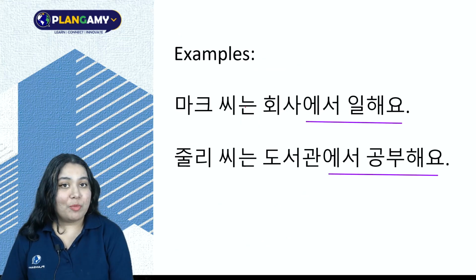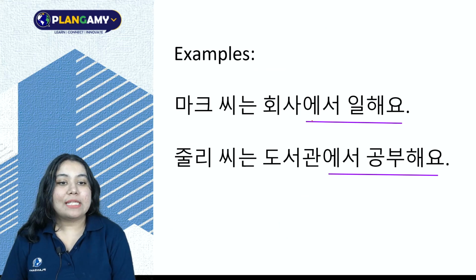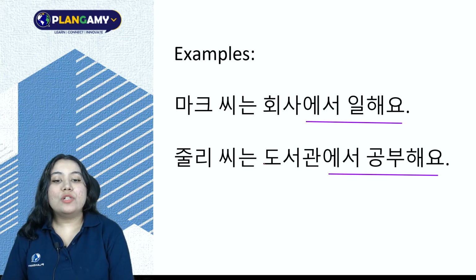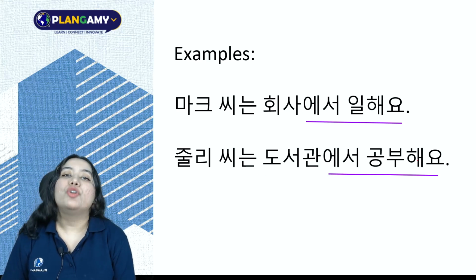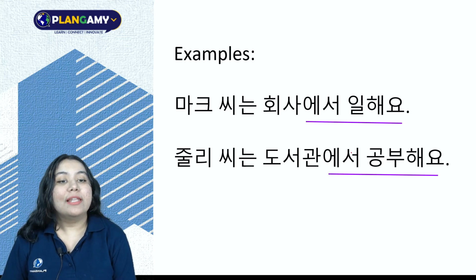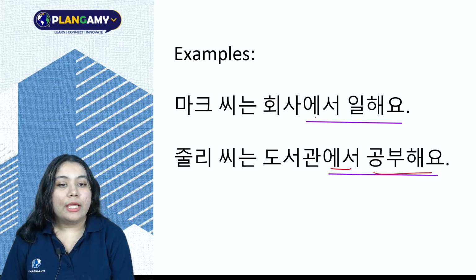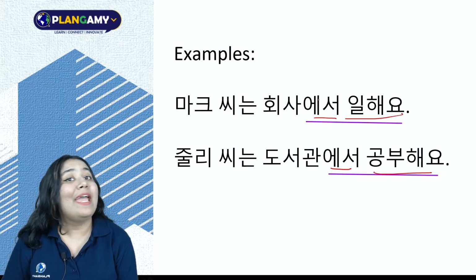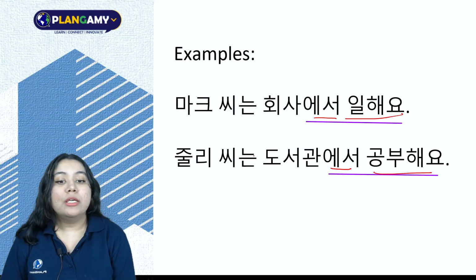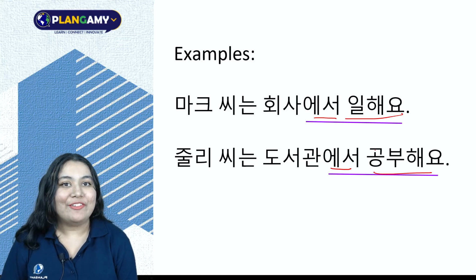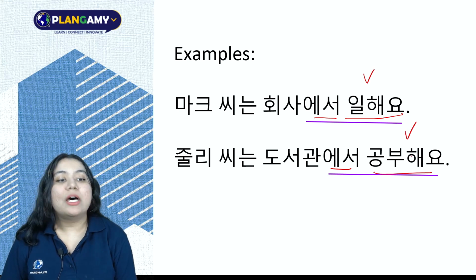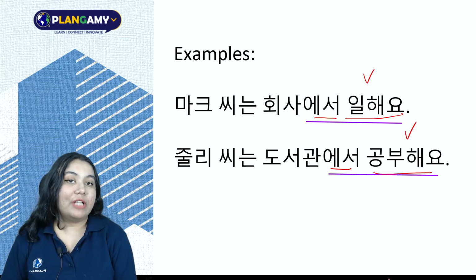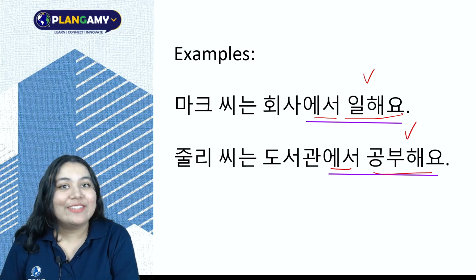Okay, let's see a few more examples. 마크 씨는 회사에서 일해요. Mark works at the company. 줄리 씨는 도서관에서 공부해요. Julie studies at the library. Had it been Mark goes to the company, this would have been 회사에 가요. Julie goes to the library, 줄리 씨는 도서관에 가요. But because here the verbs are not those 4 verbs that we have done, it is 에서 with the location.